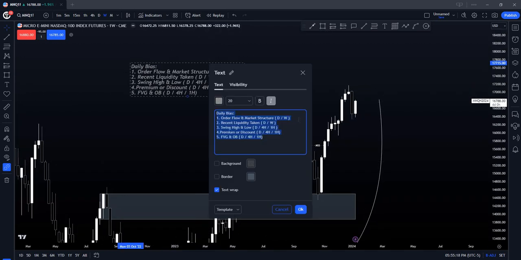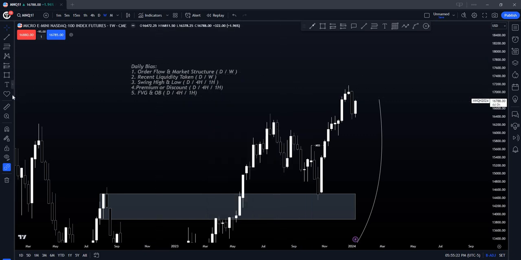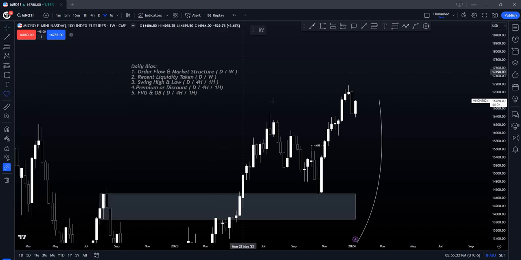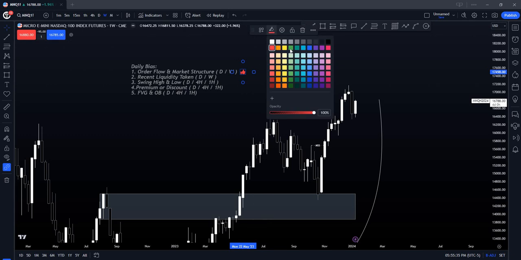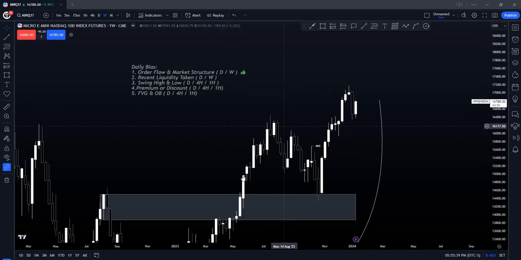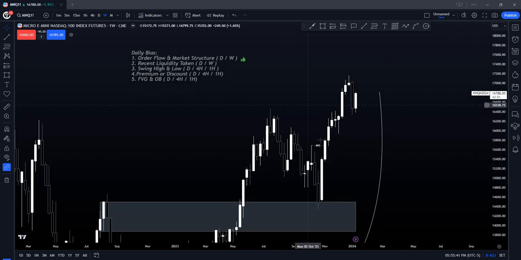So let's mark this out here. Let's use a sticker. We'll do a thumbs up right here, and we'll make it green. So this is bullish. Step two, recent liquidity taken.